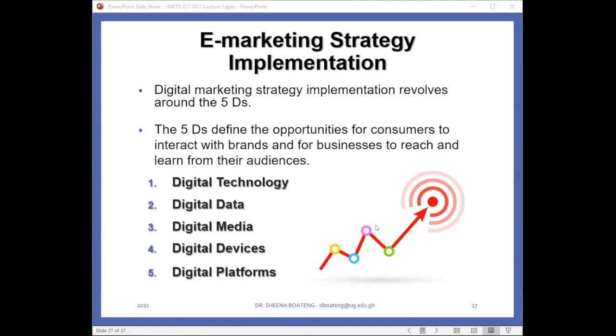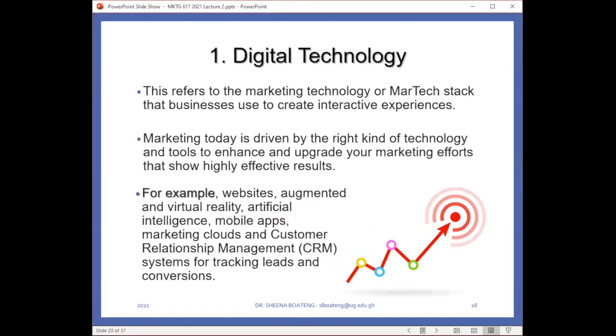So in utilizing internet-enabled technologies, we have access to 5 main kinds of resources. We have access to digital technology, digital data, digital media, digital devices, and then digital platforms. So we are going to take each of these one after the other, and then we will dissect it. So let's first start with digital tech.